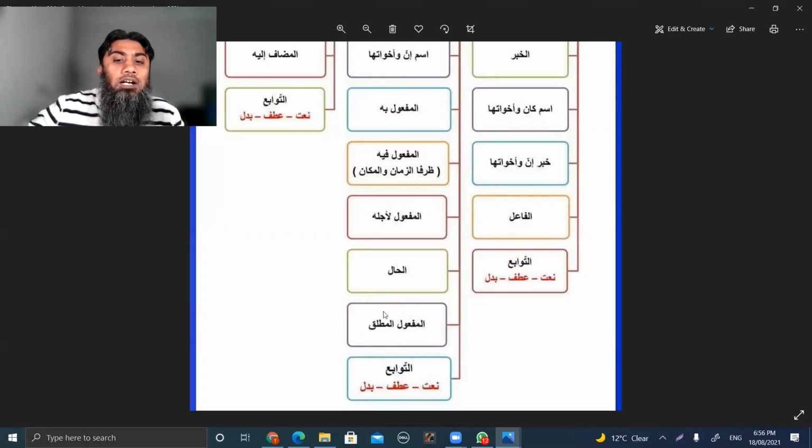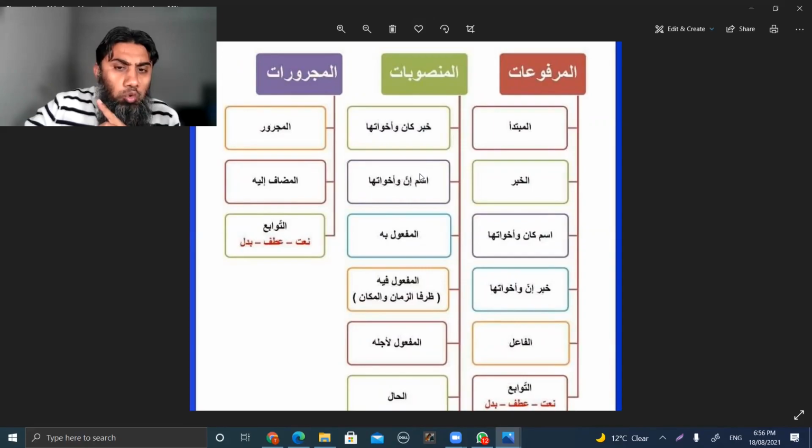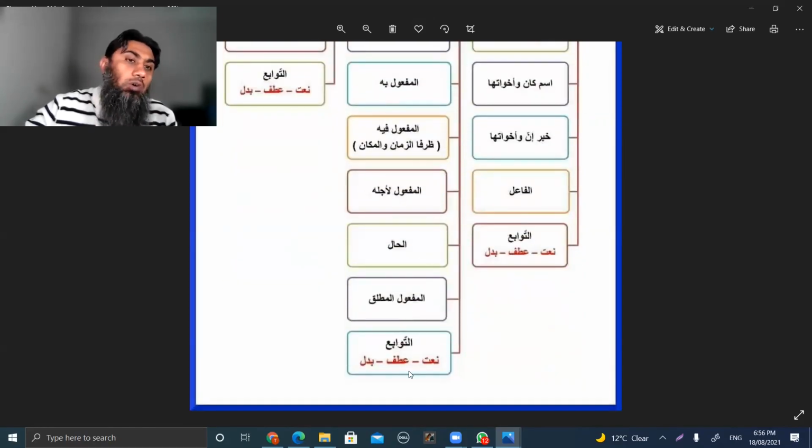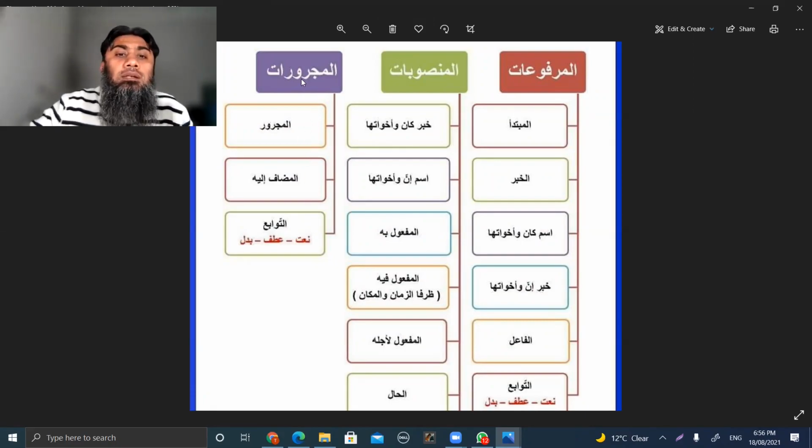So these are 1, 2, 3, 4, 5, 6, 7, and 8. So if somebody asks you how many are the mansoobat, they are 8. In reality, these are all maf'ul. But if you give each maf'ul a simple category, then they become 8. Any question about the concept of mansoobat? Okay, no question.